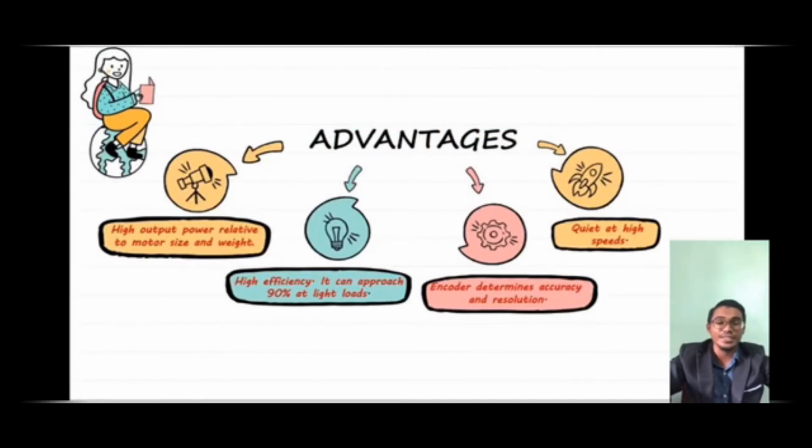For every machine or motor, there are advantages and disadvantages, and the servo motor also has advantages and disadvantages. The first one is that the output power from the servo motor is high, but the size and weight are small. Secondly, the motor is high efficiency. It can approach 90% at light load. The third one is that the encoder determines an accurate resolution. And the last one is quiet and high speed.